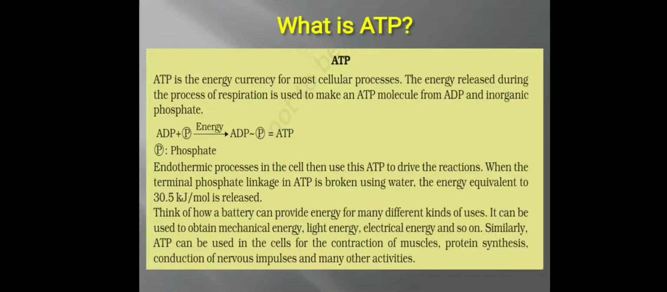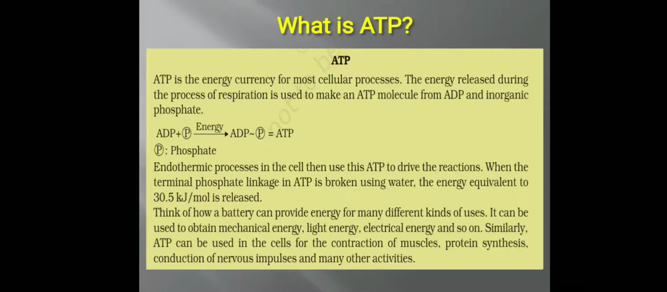Here, one slide is dedicated to ATP. ATP is actually adenosine triphosphate, and just like money is counted in dollar, rupee, ruble, real, dinar, energy is counted in ATP. ATP is the energy currency for most cellular processes. The energy released during respiration is used to make an ATP molecule from ADP and inorganic phosphate. Inorganic phosphate means 1P plus ADP, that's 2P, diphosphate. So 2P plus 1P is equal to 3P. So ADP, adenosine diphosphate, di means 2, plus 1 more inorganic phosphate is added along with ADP, that is called ATP.